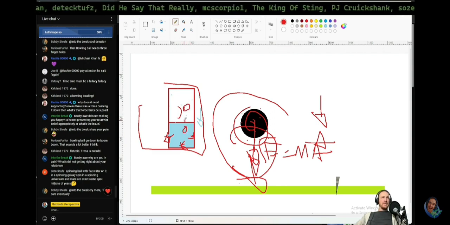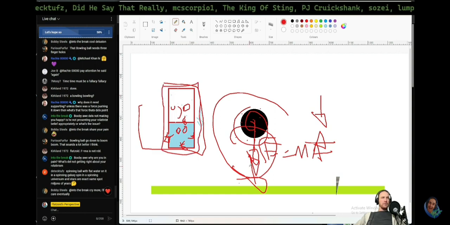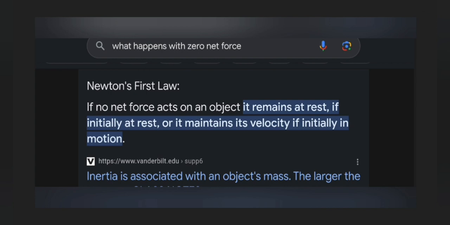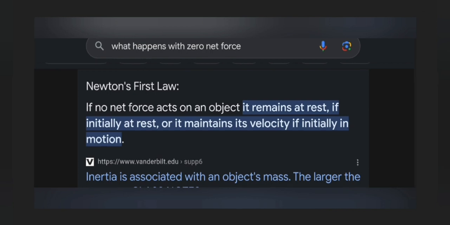So why would you expect it to separate where this net force is exactly the same as that net force, the same as that net force? They all have zero net force. What happens with zero net force? Newton's first law. If no net force acts on an object, it remains at rest, if initially at rest. So, if I'm holding a bottle with contents in, and it's at rest in my hand, and I let it go, and there's no net force, then it will remain at rest.